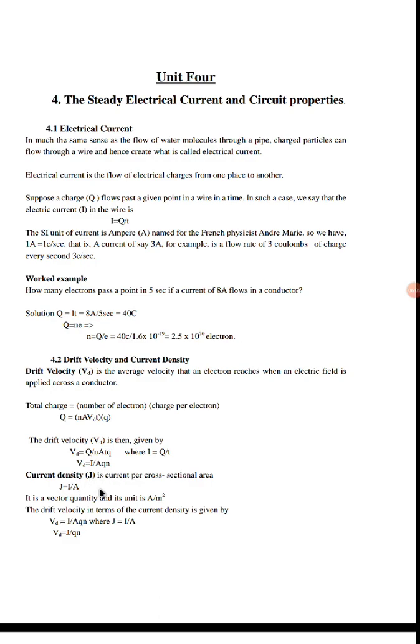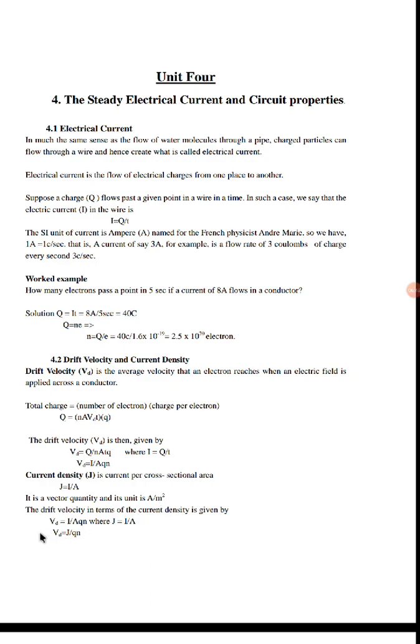The current density is J. J indicates the current density, the current per cross-sectional area. In mathematical expression, J equals I over A, where J is the current density, I is the current itself, and A is the cross-sectional area. It is a vector quantity, that means it has a direction plus magnitude. Its unit is ampere per square meter.